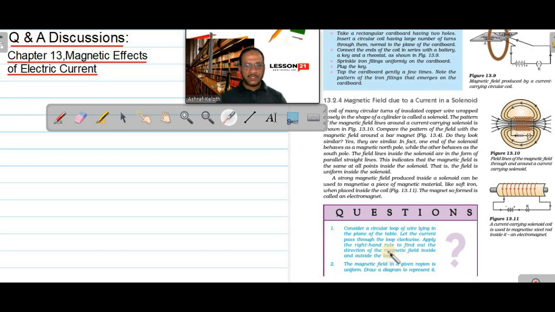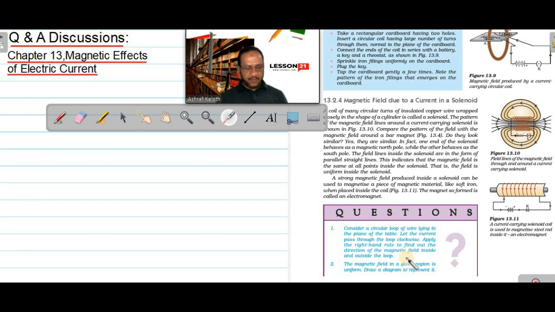Okay, so listen here. You have to imagine there is a circular loop of wire in front of you lying on a table, and in that wire current is flowing in clockwise direction. If the current is flowing clockwise, then applying the right hand thumb rule, we need to find out the direction of magnetic field inside the loop and outside the loop.